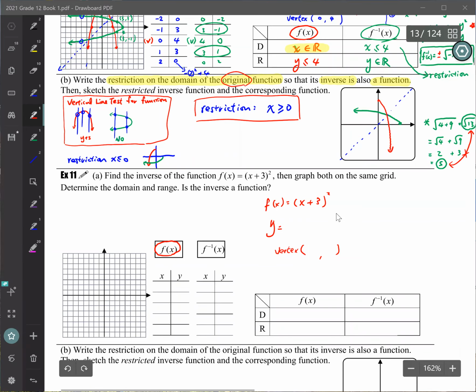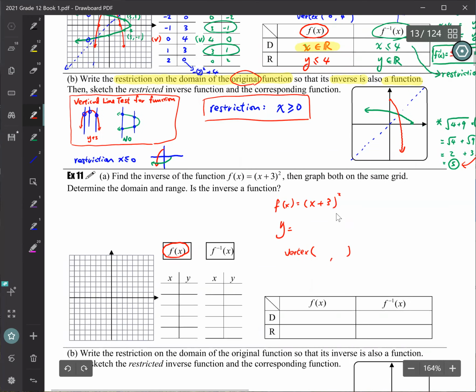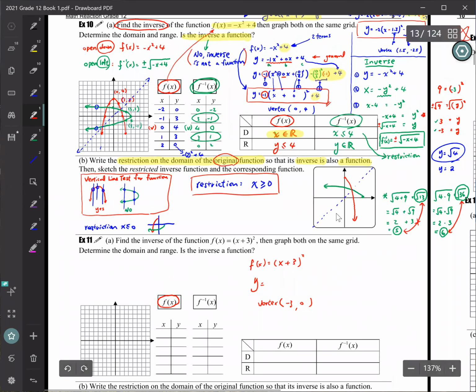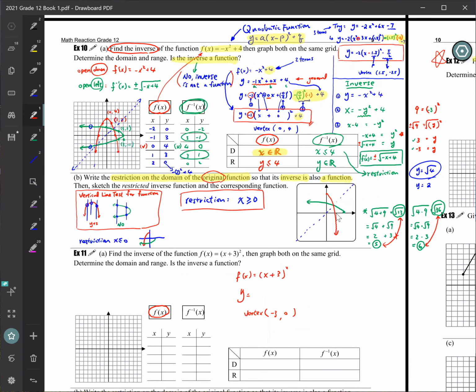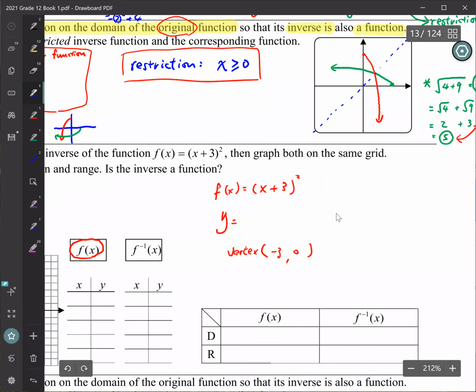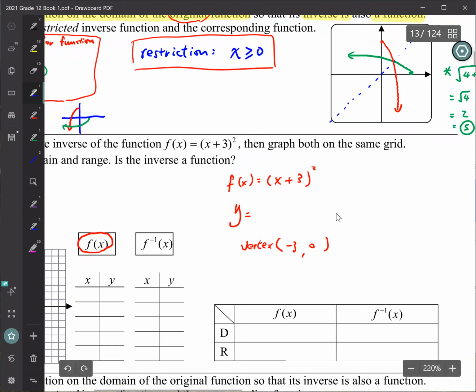Okay. So now let's explain why. Why is it -3, 0? How did they get that? Remember, I already told you, for this one, it's already in the APQ form. Let's review what APQ form looks like. I'll write it on the top. So y equals a(x minus p) squared plus q.